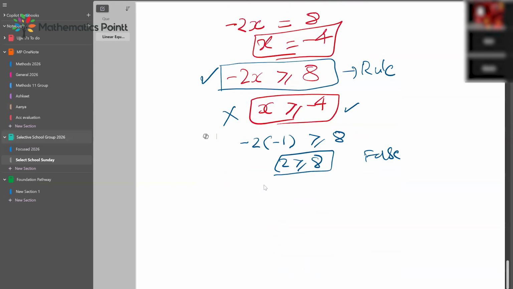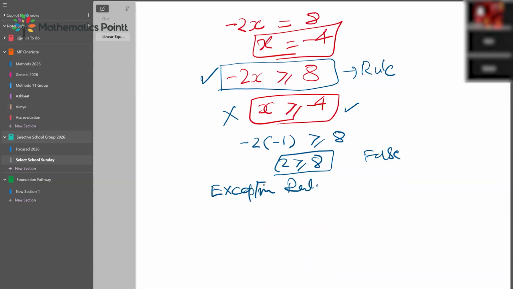Now, what do we do? Very, very simple. And that is an exception that you need to learn. That's the exception rule, especially for inequalities. And the exception rule is when you have a negative number, hear me out. Stop teaching me online, all right? Hear what I'm saying.